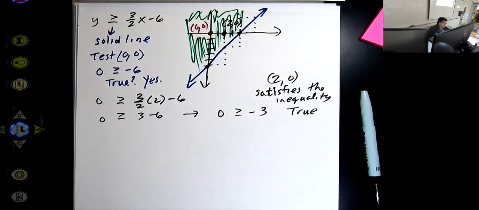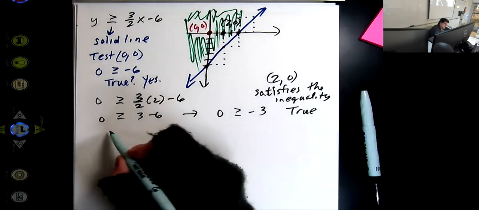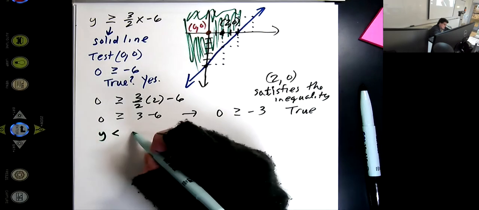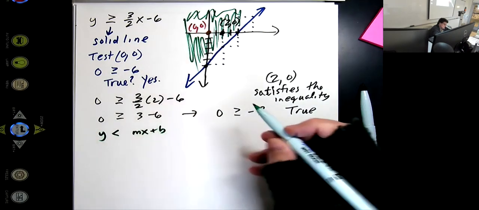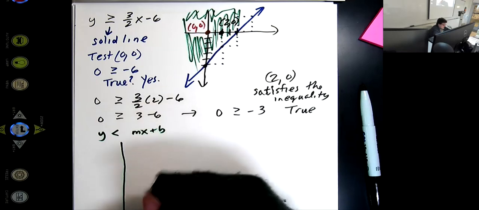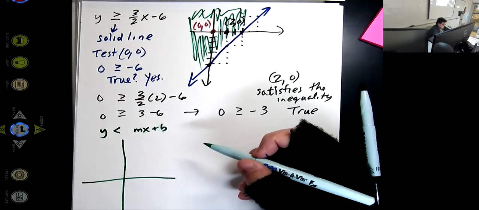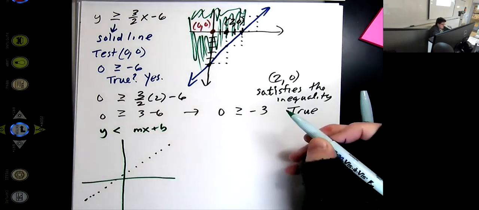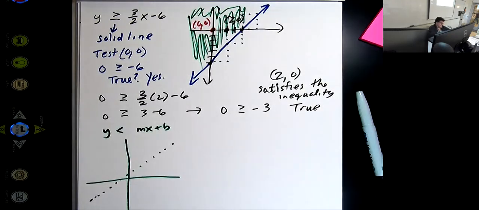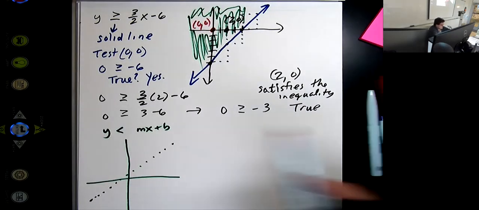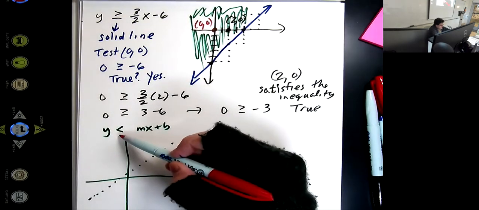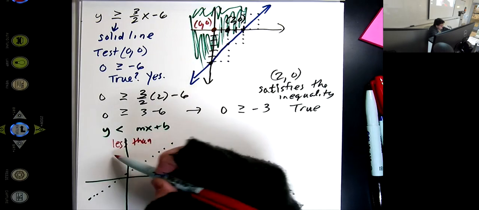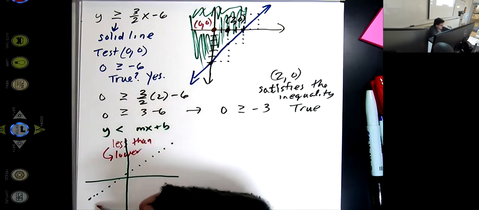So, in general, when you have y is less than mx plus b, it doesn't matter what the slope is. It could be like that. We're going to have a dashed line. And if you have it written in this form, less than means lower. I'm going to shade on the lower half.